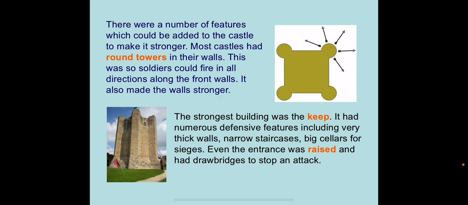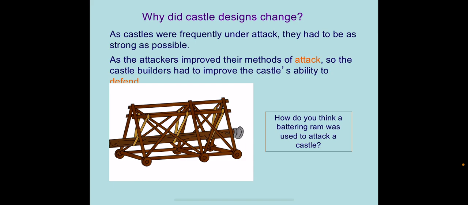The strongest building was the keep. It had numerous defensive features, including very thick walls. When I say very thick, I mean extremely thick. Narrow staircases, big cellars for sieges. So that is a cellar which would be full of supplies and food, so that if their castle is surrounded by attackers, they can wait in the castle until the attackers give up, and they might wait for weeks and weeks and weeks, so they need supplies of food in their cellars. Even the entrance was raised and had drawbridges to stop an attack. So as castles were frequently under attack, they had to be as strong as possible.